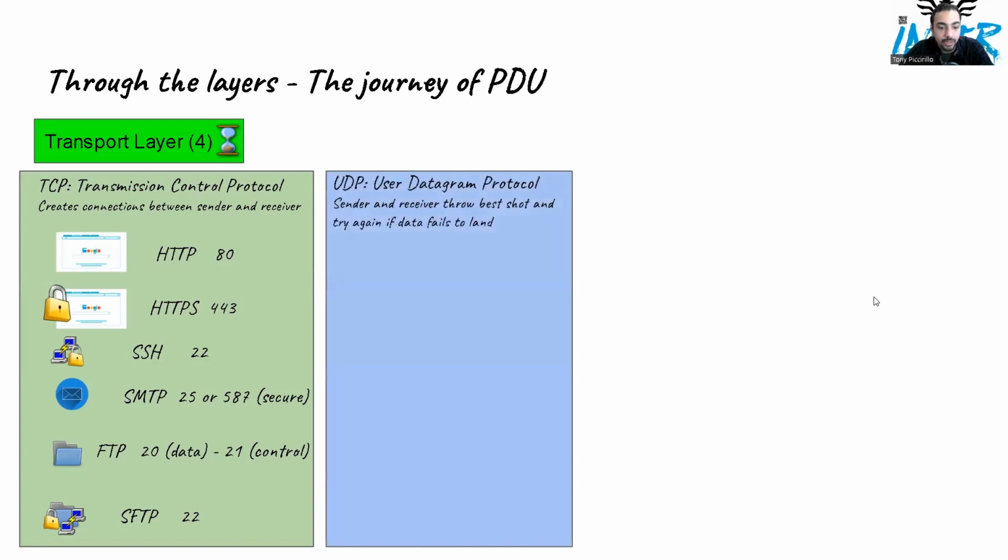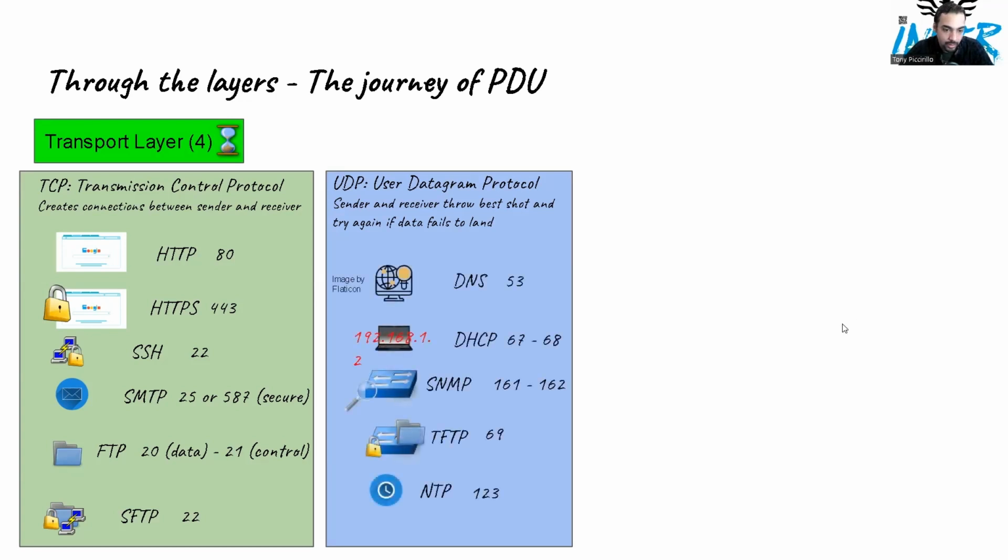On the other hand is the speedier but less reliable UDP, which doesn't require a connection between the devices. UDP protocol data throws themselves at their destination with their best shot, and whatever gets there, gets there. Imagine throwing everything at the board and seeing what sticks. That's essentially what UDP is doing. Examples of protocols that use the UDP protocol are DNS, DHCP, SNMP, TFTP, and NTP.